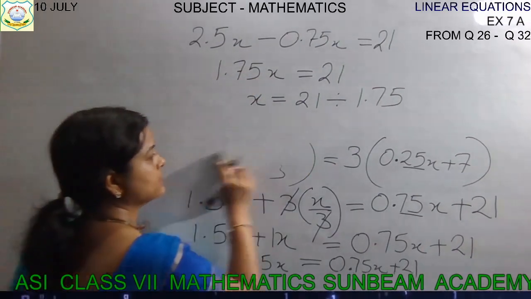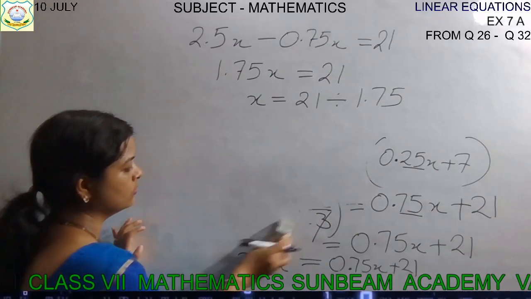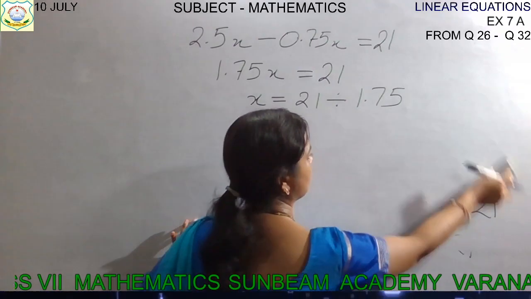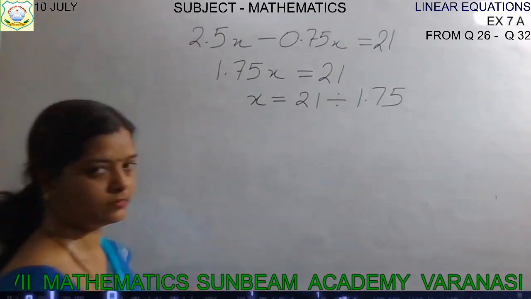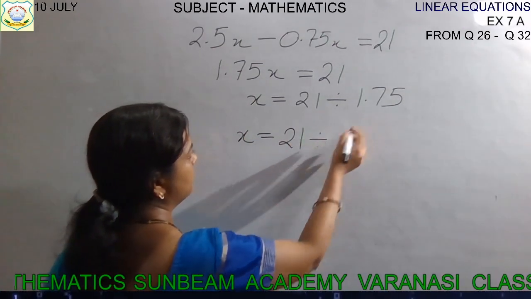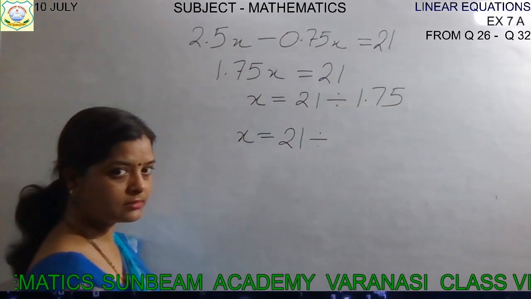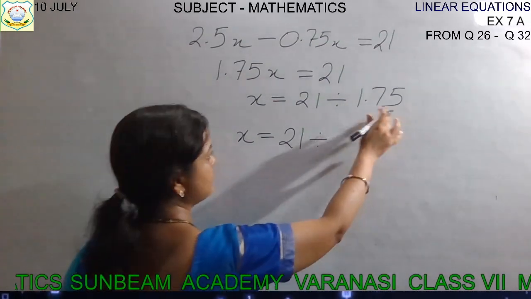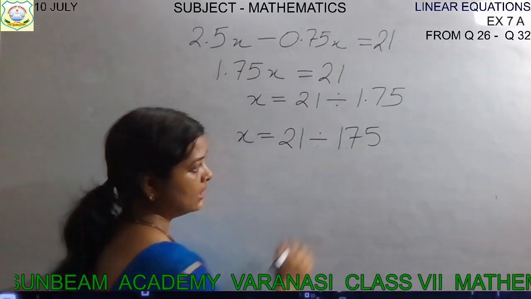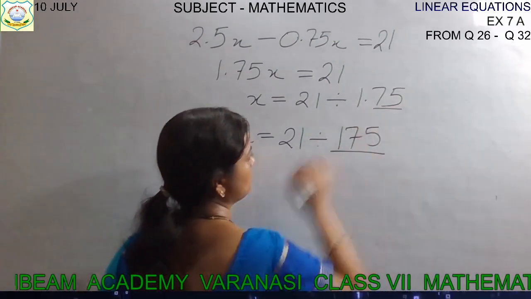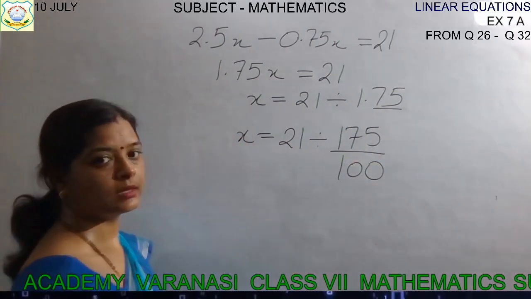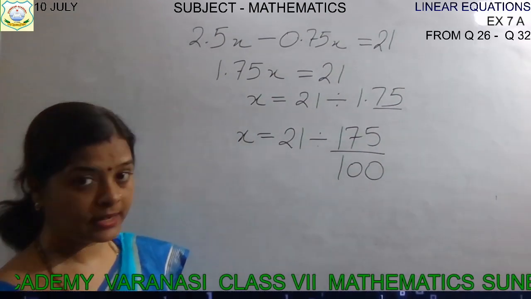Now next step, just remember the fraction chapter. By using that, you have to solve the next step. X is equal to 21 divided by 1.75, which in fractional form can be written as 175 over 100. Write the number as it is, and how many decimal places? 2 decimal places. That's why 100 will come. Clear?